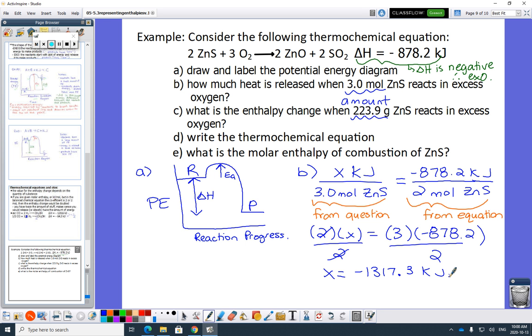Okay, so the next question, part C, I'm obsessed with zinc sulfide. I don't know, I chose zinc sulfide again, but when you do stoichiometry, it could be anything. It could have been oxygen, could have been zinc oxide, it could have been sulfur dioxide. It doesn't have to be the same thing every single time.